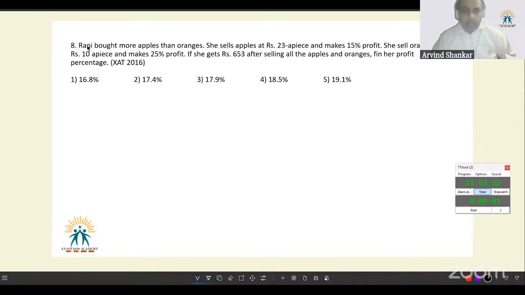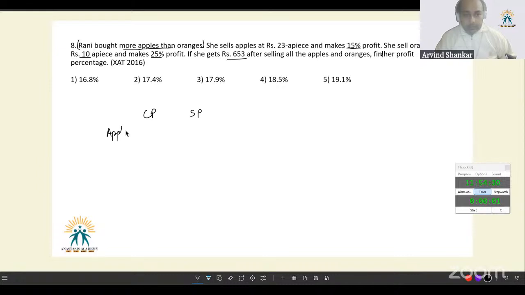Rani bought more apples than oranges. Now this is data that most people will not pay attention to, and that is where the question gets tricky. She sells apples at 23 apiece and makes 15% profit. She sells oranges at rupees 10 apiece and makes 25% profit. If she gets rupees 653 after selling all the apples and oranges, find her profit percentage.